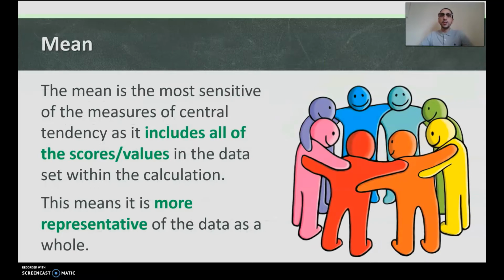The mean is the most sensitive of the measures of central tendency, as it includes all of the scores or values in the data set within the calculation. So this could be seen as a strength or a weakness. One strength is that it includes all of the numbers in the data set, so that's a good thing. However, it could be a bad thing because some outliers, numbers that are really big or really small, might change the mean drastically. It uses all of the numbers, so it's quite representative of the whole thing.